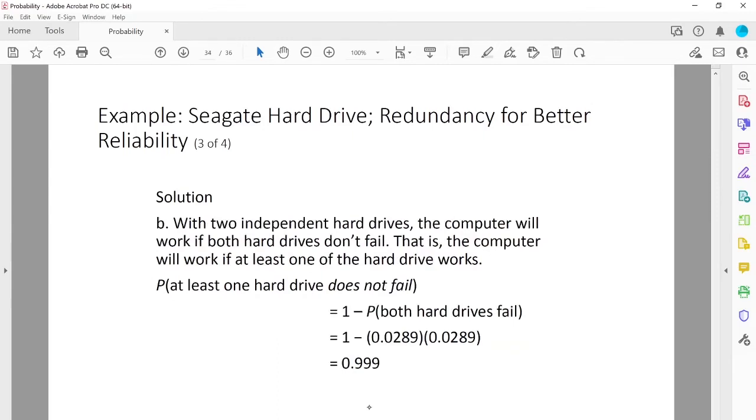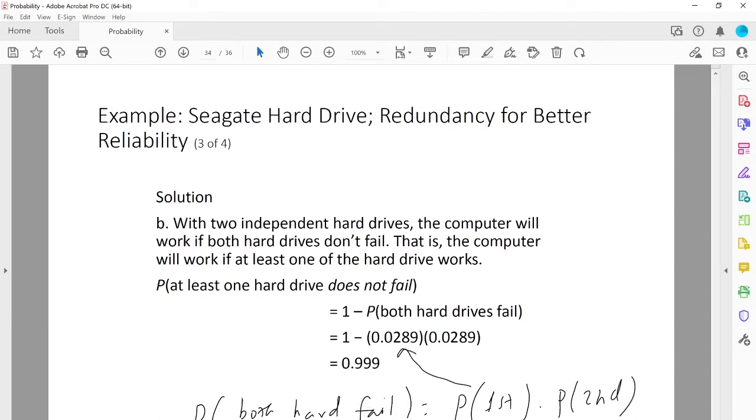Now, in the second case, case B, the probability that at least one hard drive does not fail is equal to 1 minus probability of both hard drives failing. So remember, there are two hard drives in the second case, and probability of failing of each of them is 0.0289. So probability of both hard drives failing is equal to probability of first hard drive failing times probability of second hard drive failing, because they are independent. The probability of first hard drive failing is 0.0289. Probability of second hard drive failing is again 0.0289. And if you do this calculation, the probability of at least one hard drive not failing is 0.999, which is 99.9%. Okay?